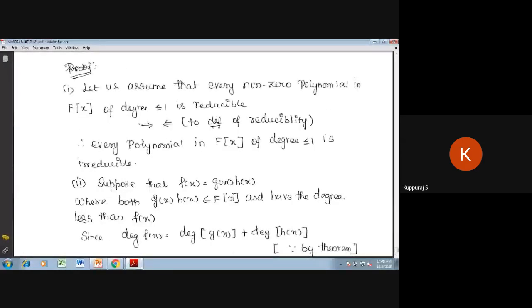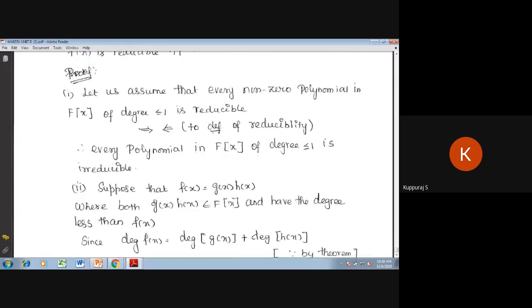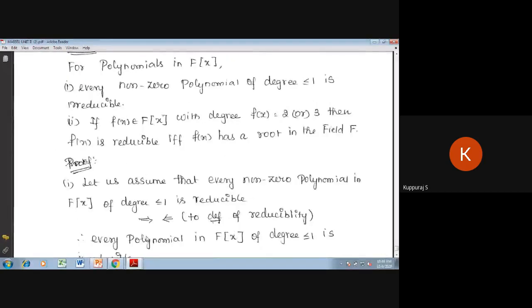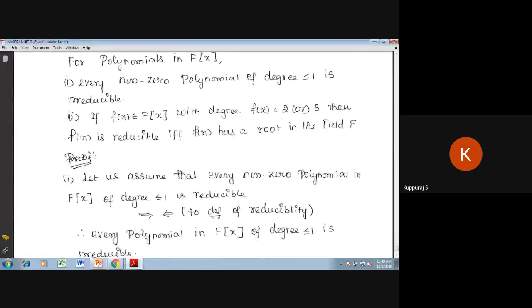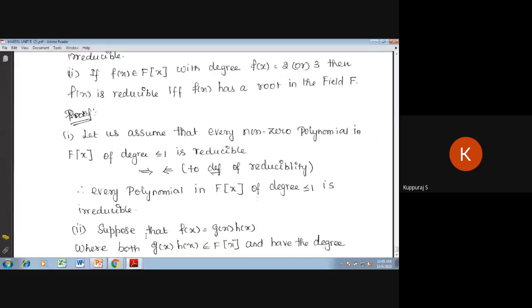Now assume that every non-zero polynomial in F of x of degree less than or equal to 1 is reducible. I assumed the left part; we have to prove that f of x has a root in the field F. So let us assume that every non-zero polynomial in capital F of x of degree less than or equal to 1 is reducible.